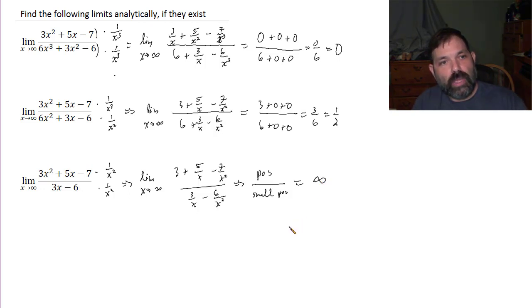And so what we've seen here is we have 3 examples, and they're all quite similar, but we get 3 different results. I've got a limit of 0 for the first one, a limit of 1/2 for the second one, and an infinite limit for the third example. But again, they're all quite similar.